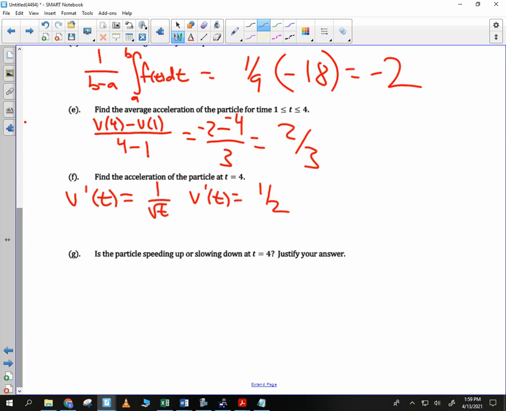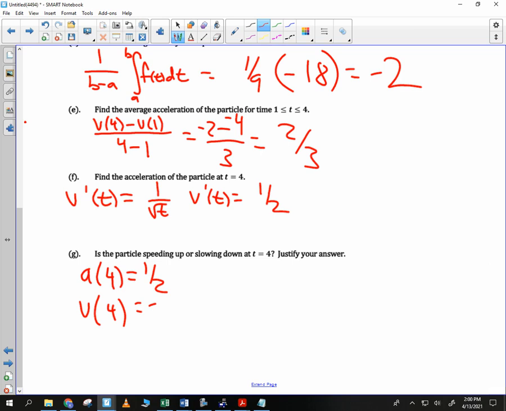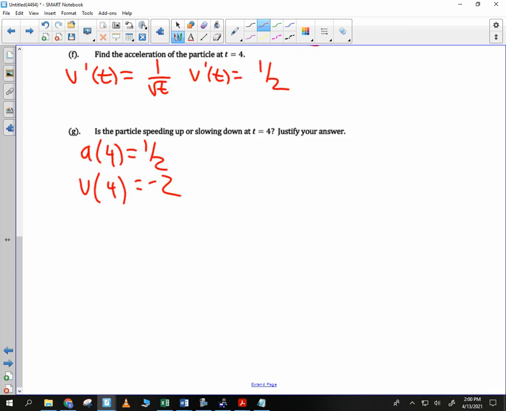It says, is the particle speeding up or slowing down at time equals 4? Well, we know that the acceleration at time 4, what did we determine as the acceleration at time 4? 1/2. How would I determine the velocity at time 4? Plug it in. If we plug 4 in here, the square root of 4 is 2, times 2 is 4, minus 6 is -2. So if the acceleration is 1/2 and the velocity is -2, is the particle slowing down, or is it speeding up? The particle is slowing down.